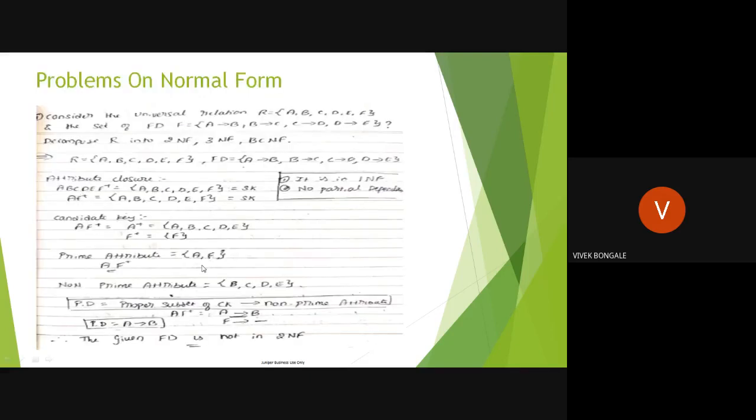B determines C, right? So take attribute closure of B plus: B, C, D, E. Here we didn't find A and F. A and F are not participating in the attribute closure of B plus. Then this is not a super key. This condition is not satisfying. Then second condition, C, right? That is RHS, C. C is not a prime attribute. Only A and F are the prime attributes. So not a prime attribute. This is also violating third normal form. And D and E, this is also violating third normal form. So we can easily say that the given relation is not in 3NF. That is not in third normal form.